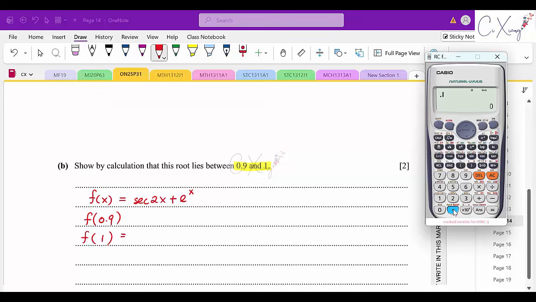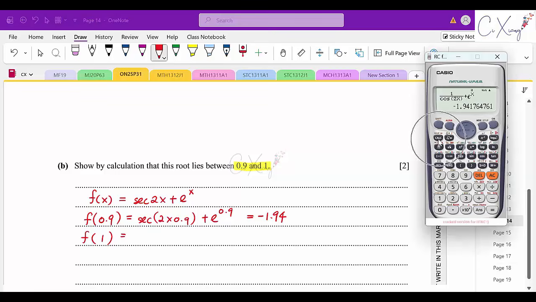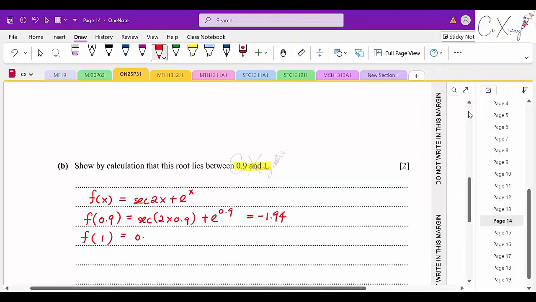Now I will substitute the value of 0.9. Then you press equal sign. You get negative 1.94. So I'm having this value here, secant 2 times 0.9, then plus e power 0.9. The particular value that I get here is negative 1.94, correct to 3 significant figure. Then after that, I do the same thing, substitute the 1, press calculate, press a 1, equal sign. Then I get 0.315.